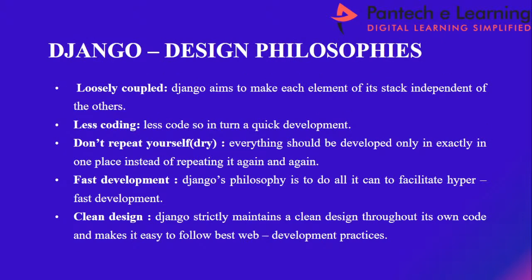What are all the important features, or you can say design features, of Django? What makes this framework? It follows the MVT software design pattern, the model view template software design pattern. And all these are the important design philosophies of this Django framework: loosely coupled. What do you mean by loosely coupled? It aims to make each element of its stack independent of the others.